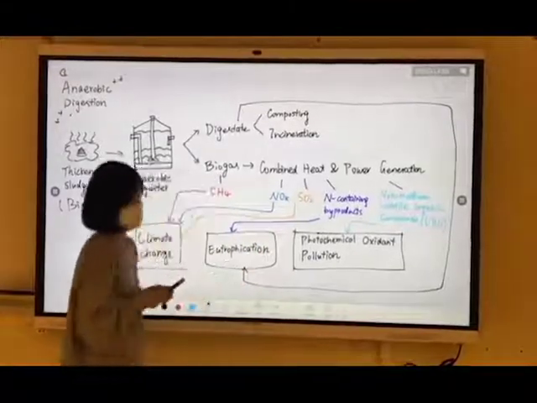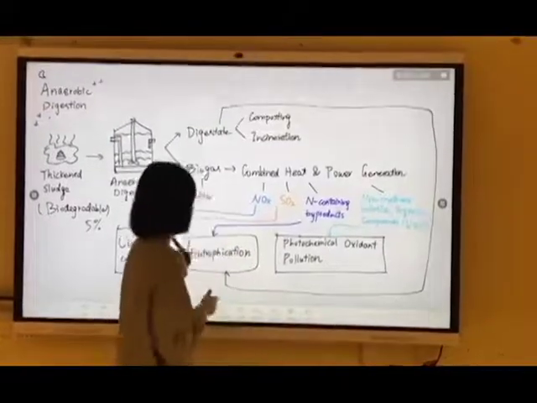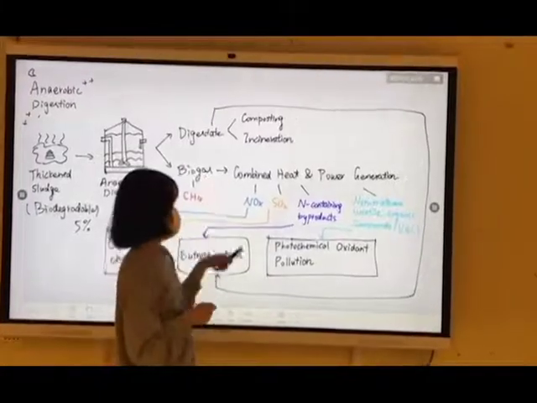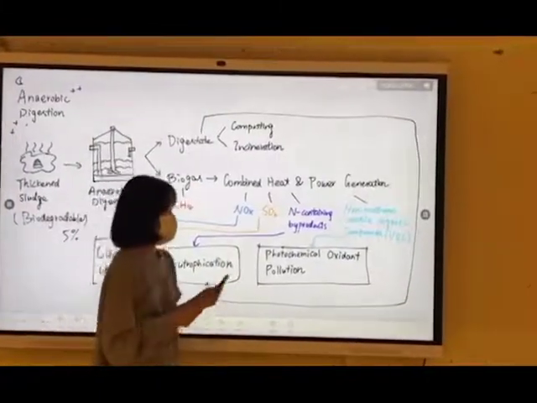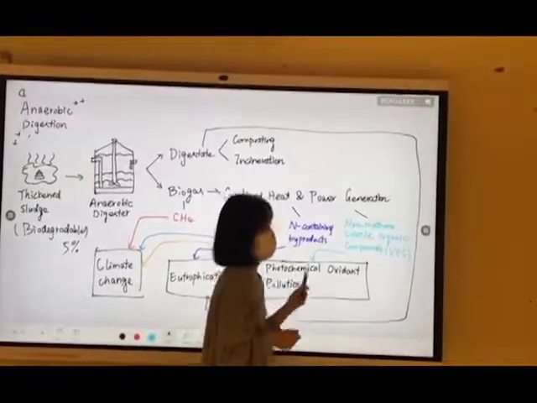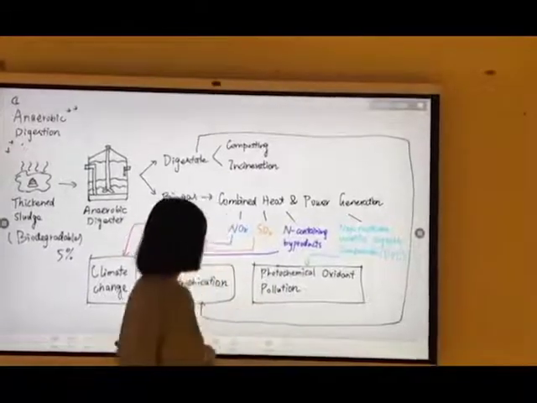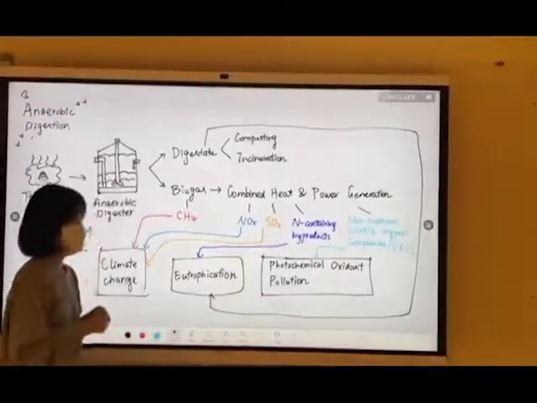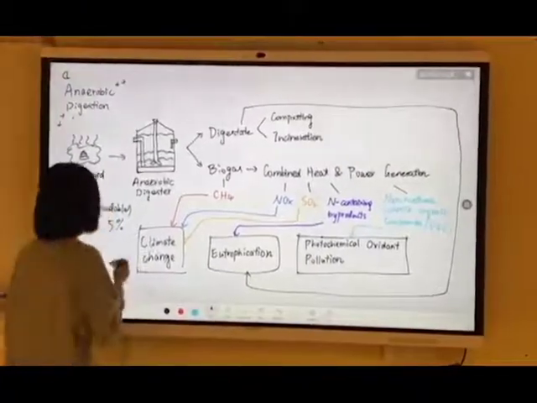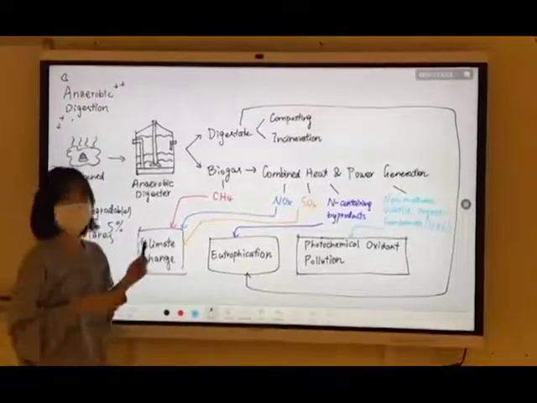Second, eutrophication. The nitrogen-containing byproducts after flue gas combustion can cause eutrophication if emitted into the environment. Digestate is also a potential inducer of eutrophication. Third, photochemical oxidant pollution. Non-methane VOC has been reported to account for 70% of total photochemical oxidant pollution. However, these three environmental issues are not insurmountable. Actually, they can be effectively controlled by installing flares and flue gas cleaning systems to avoid emission of these pollutants. Thank you.